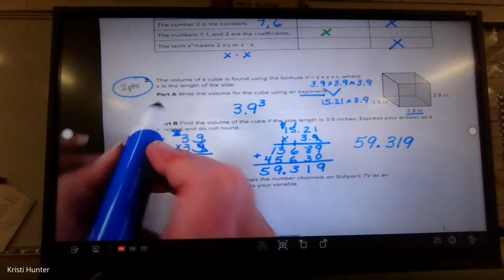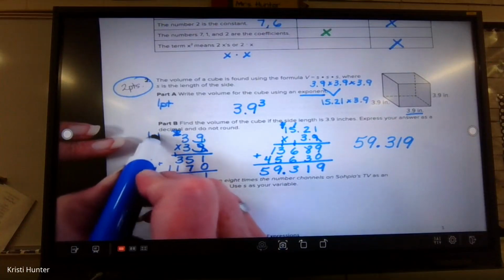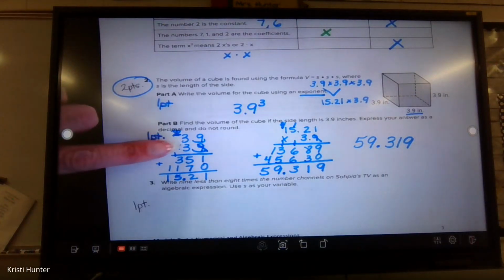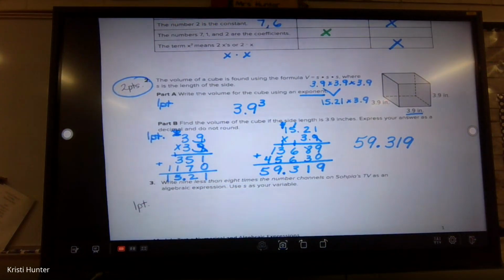1 point part A, 1 point part B. I will give you a half a point on part B if you set up your equations and you just mismultiply. Be careful with your multiplications.